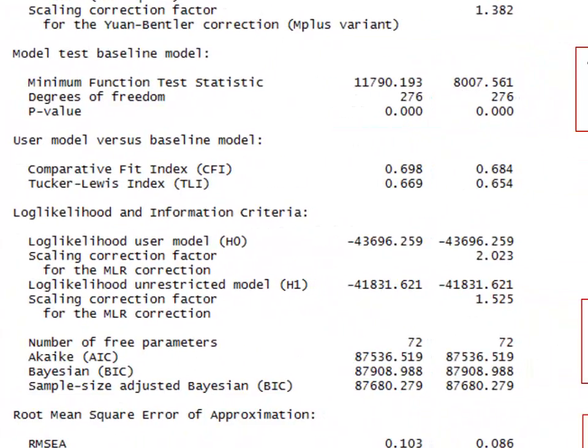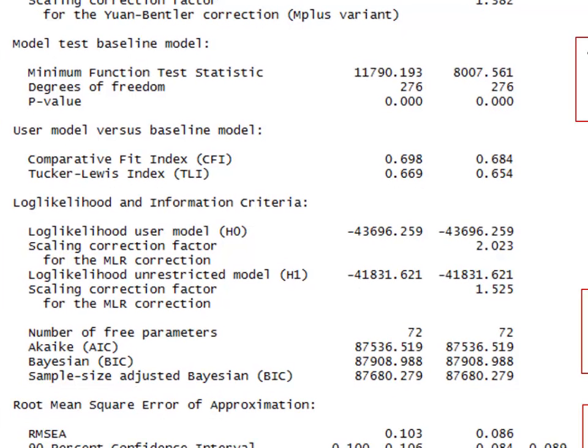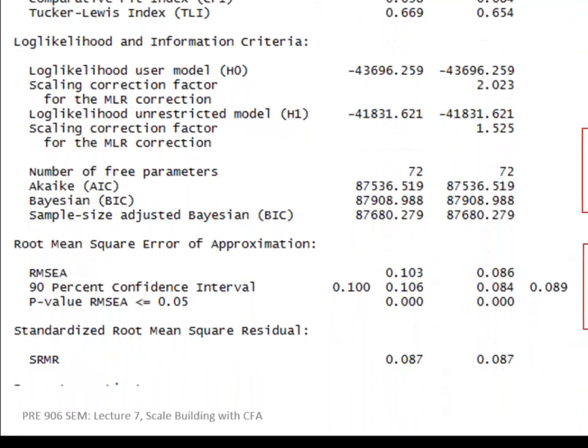The CFI and TLI, remember the mnemonic device for what we want these to be. We want these to be high, close to 1. 1 is roughly perfect, although they can go above 1. Good fit is something like 0.95 and above. These are 0.68 and 0.65. Not good. So that's more evidence that it's not a good fit.